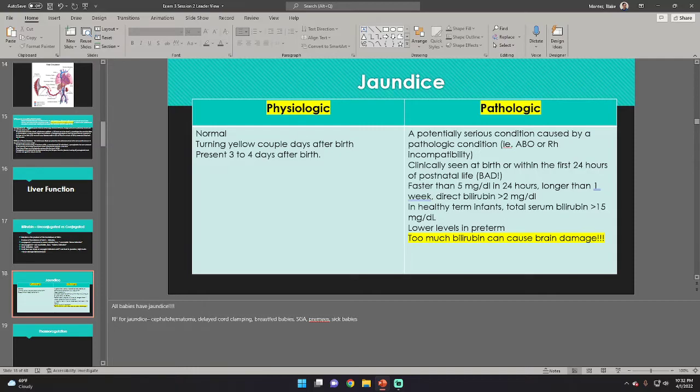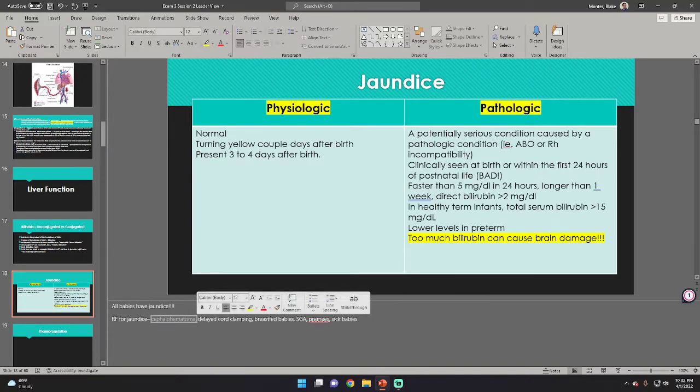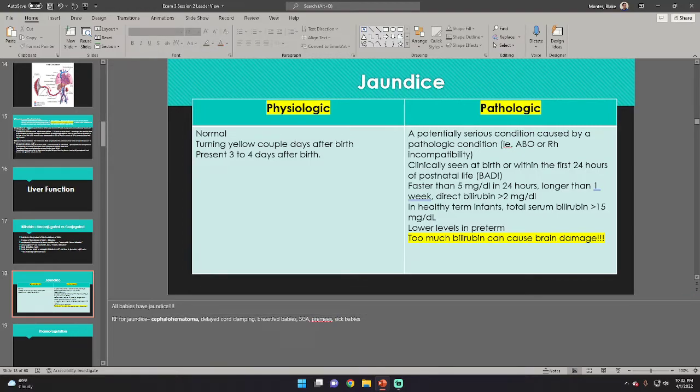All babies can have jaundice, but we do have some risk factors. That being, we're going to talk about this next week, so don't stress about it. Cephalohematoma. And the really good way to match with jaundice is knowing that hemo is blood, and of course jaundice is a breakdown of blood. Maybe it's a delayed cord clamp, maybe it's a breastfed baby, small for gestational age, going on also into small babies, preemies, and definitely sick babies as well.